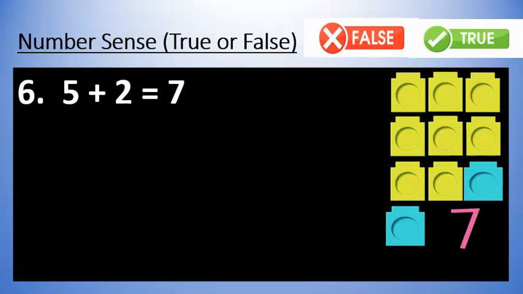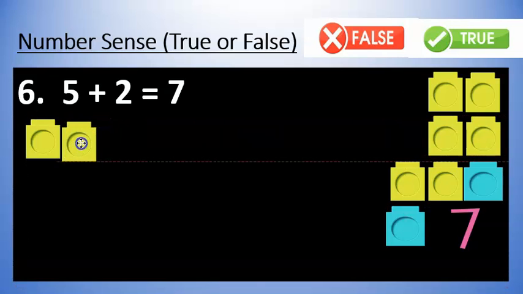Let's come here now to this next slide. Ready? Here we go. Now it says 5 plus 2 equals 7. We got to see if this is false or is it true. Now, we're going to look here at this first number. What number is this? 5. So we got to get 5 of these yellow cubes together again.